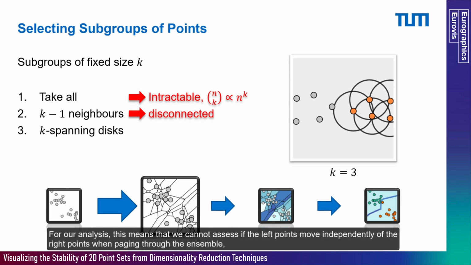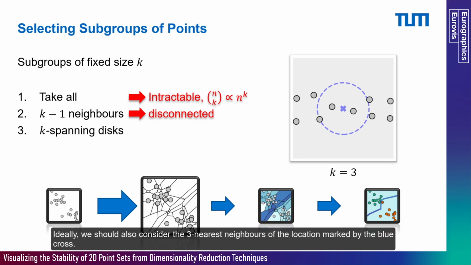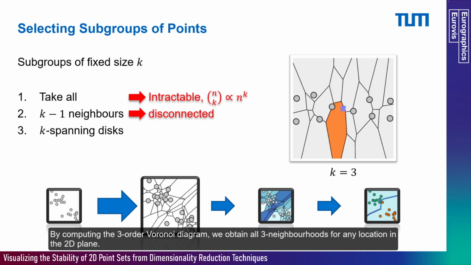For our analysis, this means that we cannot assess if the left points move independently of the right points when paging through the ensemble, or if both groups actually move jointly and thus form a conflated, stable region. Ideally, we should also consider the 3 nearest neighbors of the location marked by the blue cross. By computing the 3-order Voronoi diagram, we obtain all 3 neighborhoods for any location in the 2D plane.